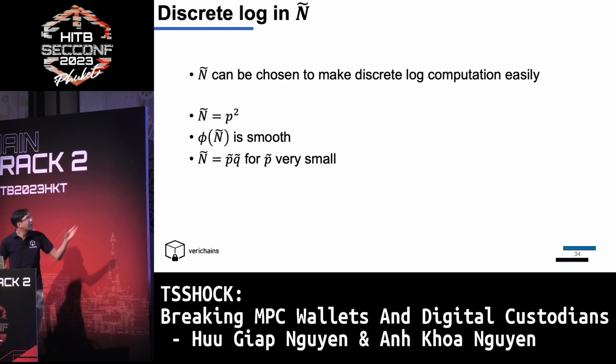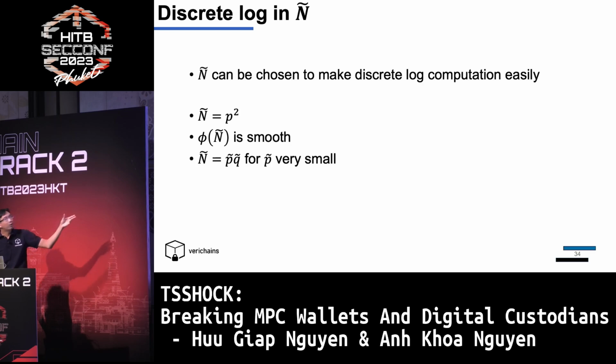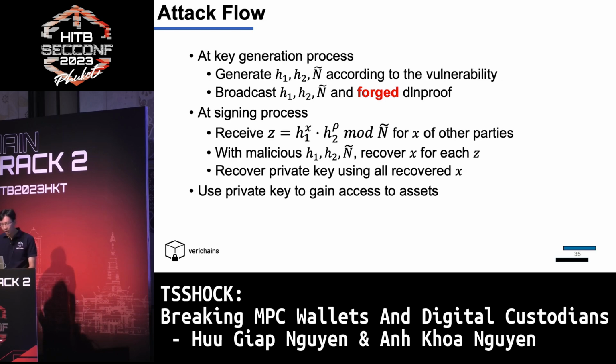Or we can say that n tilde will be equal to p tilde multiplied by q tilde for a very small p tilde, so that the discrete log problem can be reduced to the discrete log modulo p tilde. So now you know how to leak x, right? So how does the attack work? This is the attack flow.